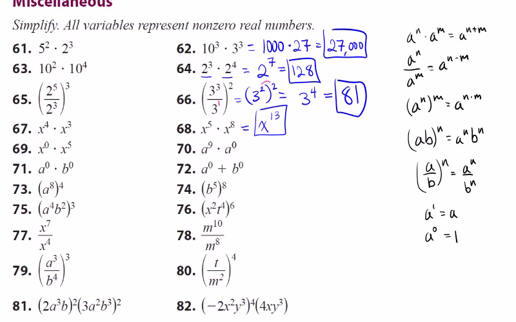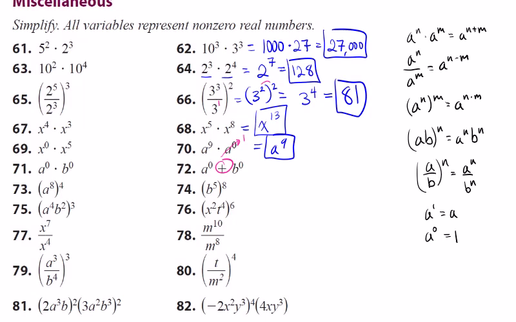All right, 70 we can do a couple different ways. My suggestion is anytime you see anything to the 0 power, cross that out and turn it into a 1, right? So a to the 0 is 1. Anything to the 0 power is 1, right? And so a to the 9th times 1 is just a to the 9th. You could also use the product rule there and add 9 plus 0, and that would also give you a to the 9th, right?